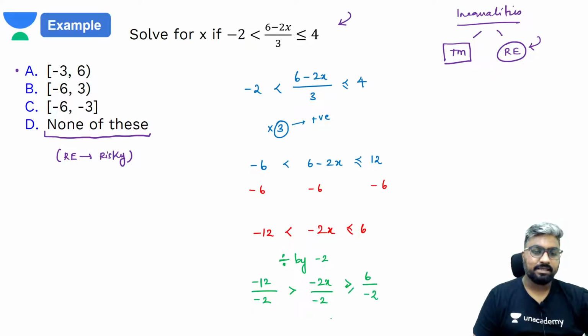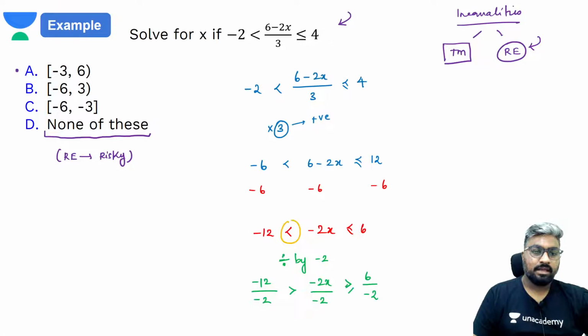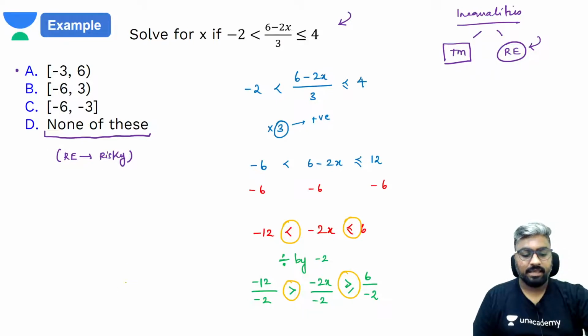Are you understanding this? Signs flip. Please notice these. It was less than, it became greater than; it was less than or equal to, it became greater than or equal to. Okay? Yes, everyone?